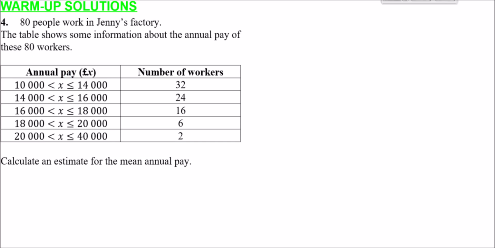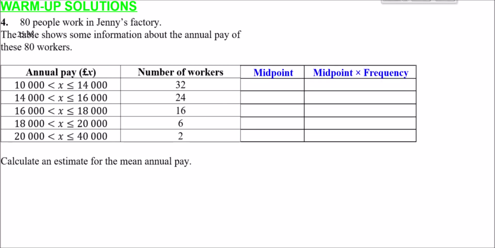And so what we need here is 2 extra columns would be what I'd suggest, until you get to grips with the class width, but I'm going to mention that later on. So we take midpoints because for these first 32 workers, there's no telling if they earn 10,500, 13,000, 11,000. So essentially we need to take our best guess of the wage of a typical average worker in this group. So your best guess is going to be the midpoint.